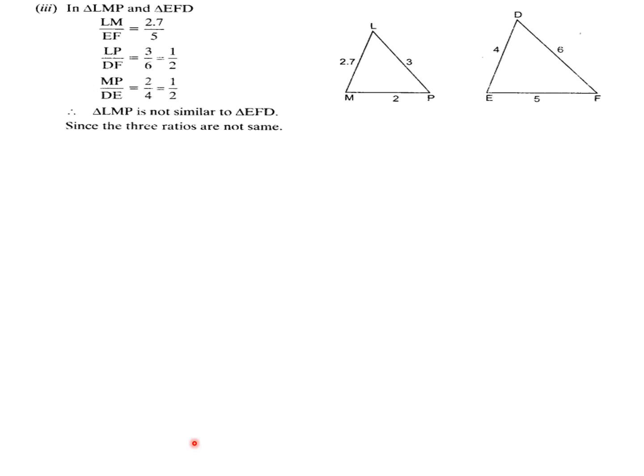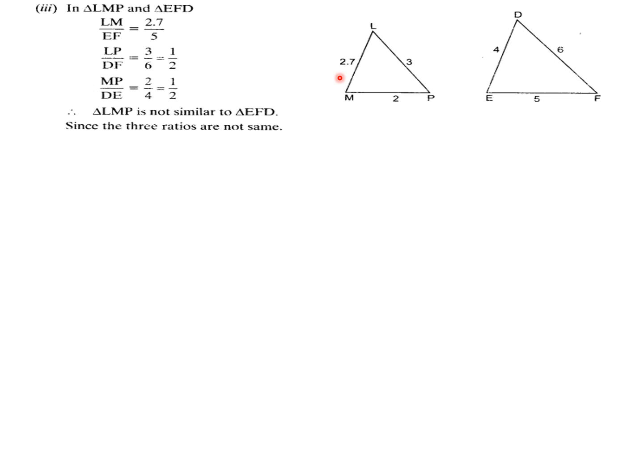In the next figure, we have two triangles where again the lengths of the sides are given. So we will try to find out the relationship between the lengths. We can clearly see here DE is equal to 4 and NP is equal to 2. So 4 is a multiple of 2. DF is 6 and LP is 3. So 6 is a multiple of 3. But LM is equal to 2.7 and EF is equal to 5. But 5 is not a multiple of 2.7.